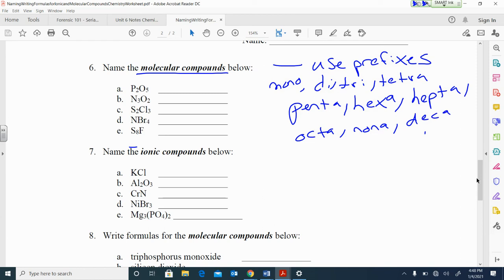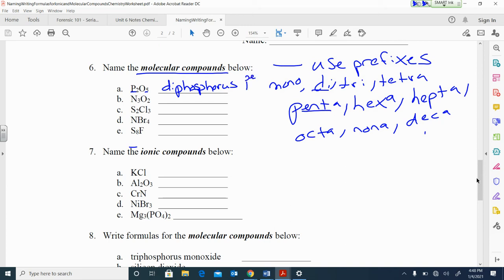So if I'm looking at this one, there's a 2 and a 5. So 2 is di. So that'd be diphosphorus. So that's what P is. We don't change the name on the first element, just diphosphorus. And then the second element, you do change the name. So this is oxygen. So I'm going to change it to oxide. They always end in ide on the second element. So it's going to be oxide, but there's a 5 in front of it. 5 is penta. So it's going to be pentoxide, which sounds weird, but that's what it is.